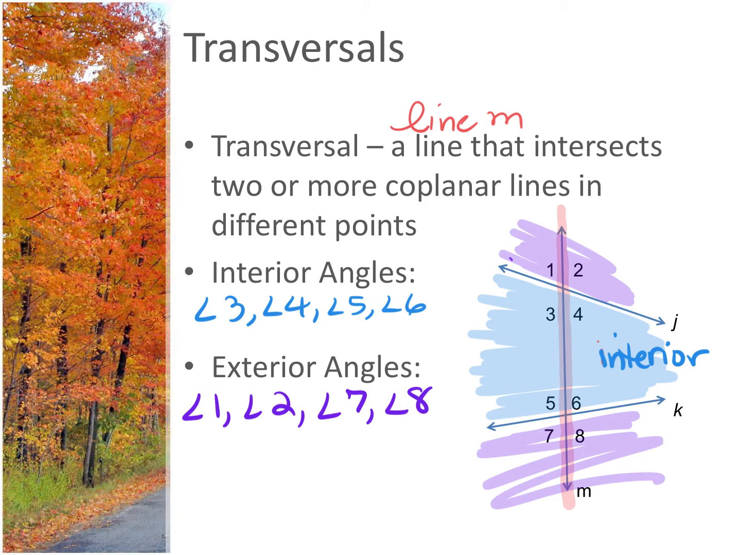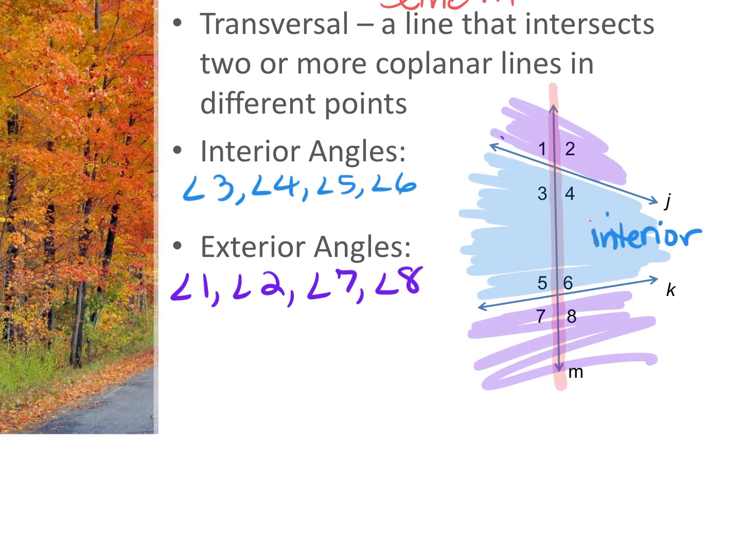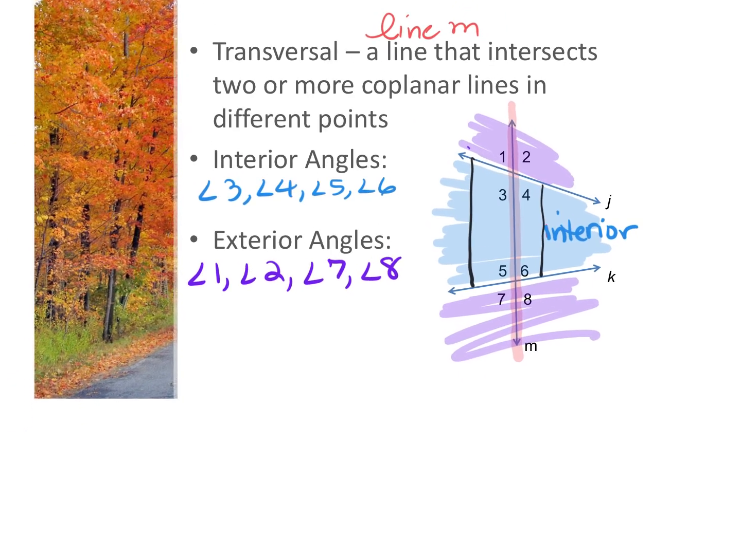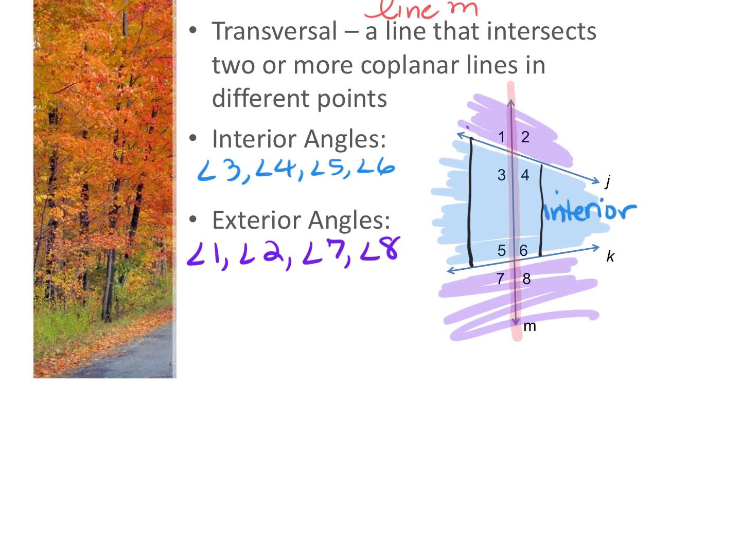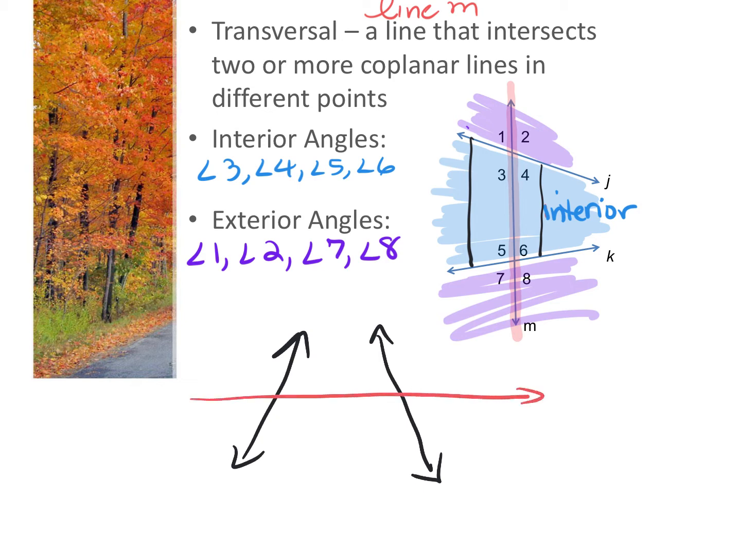Now, your transversal may not always be drawn vertically. It may also be drawn horizontally. Another thing you could do is make a box around the angles so you can see which ones are inside. But let me draw the same 8 angles, but I'm going to draw my transversal horizontally. So let's say this time lines J and K went this way, and then the transversal this way.